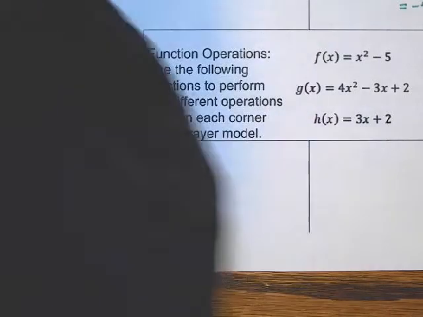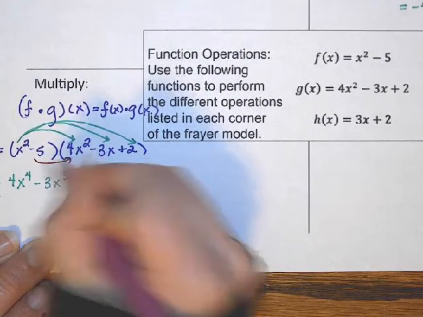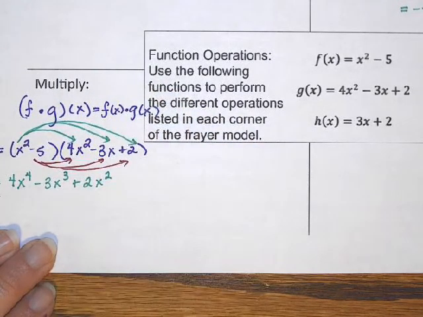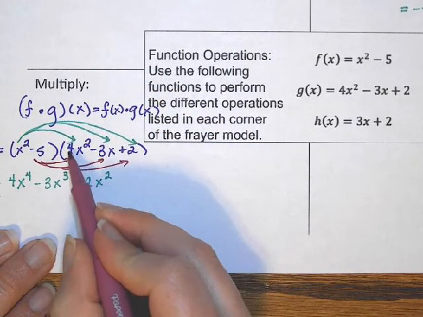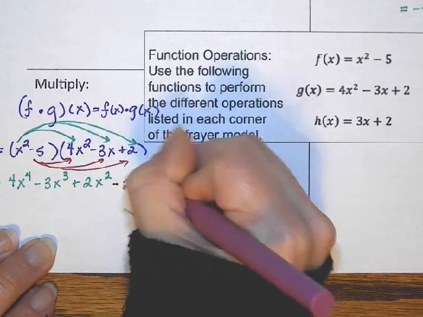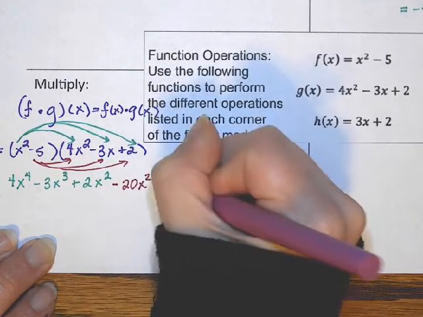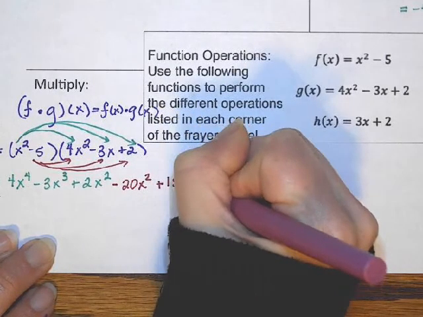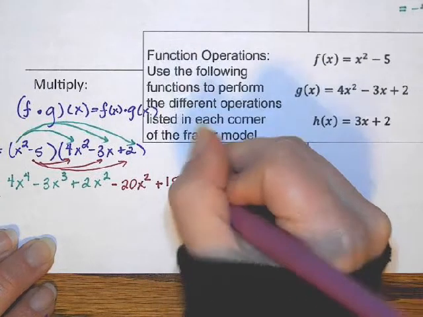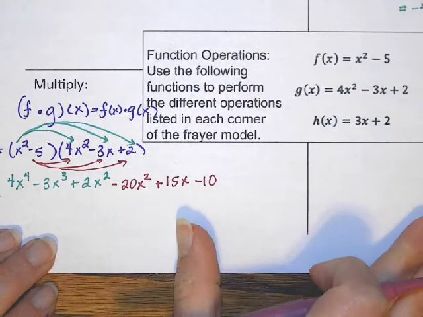Okay, now I'm obviously not finished. I need to keep going. So I'm going to use this pink one, and I'm going to repeat this now with the negative 5, making sure that I'm multiplying it by all of those components. So negative 5 times 4x squared is negative 20x squared. Negative 5 times negative 3x is going to give me positive 15x. And then negative 5 times 2 is going to give me negative 10.